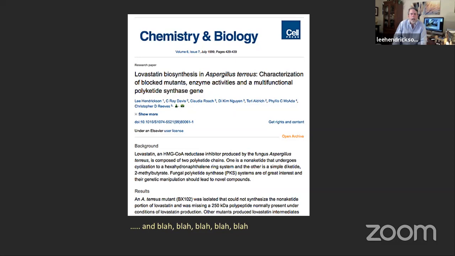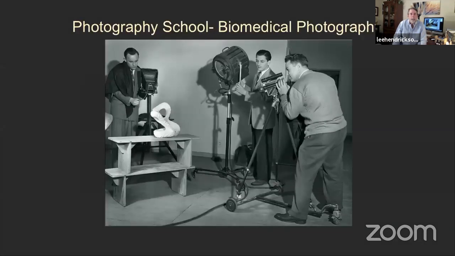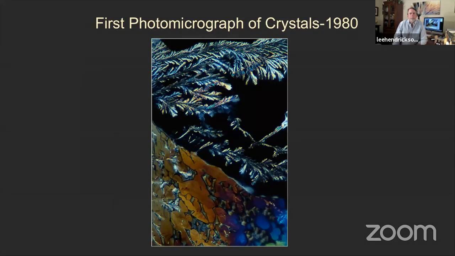But along the way, I really felt like something was missing and I wanted to do photography. So during that time, while I was working at the University of Washington, I went to photography school and got a degree in biomedical photography. This trained me to do the up close and micro photography that I was really interested in. My first photograph through the microscope of crystals was 40 years ago.